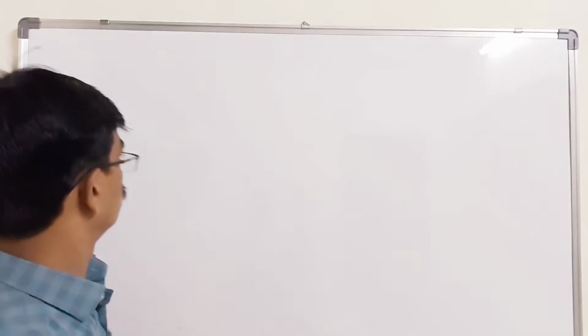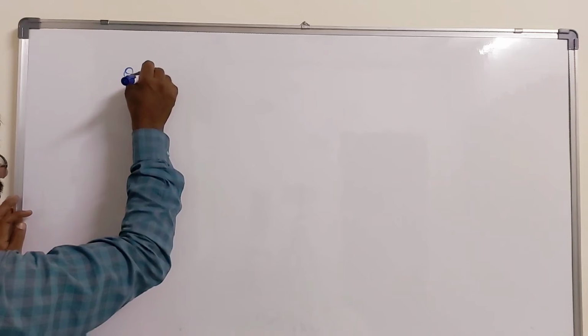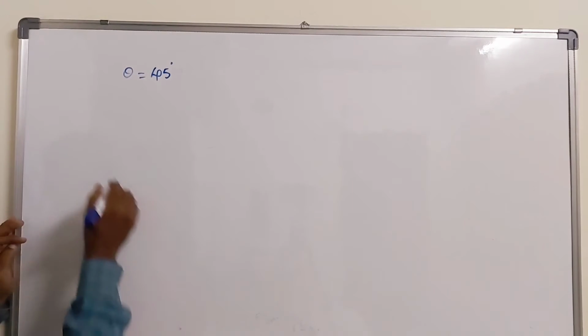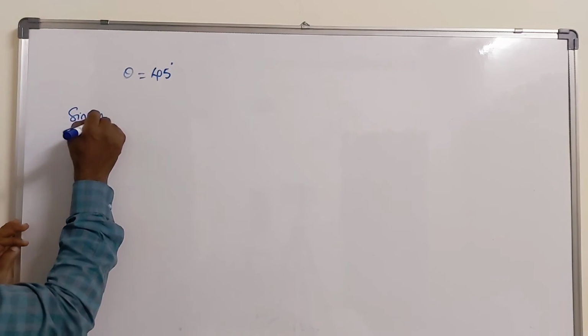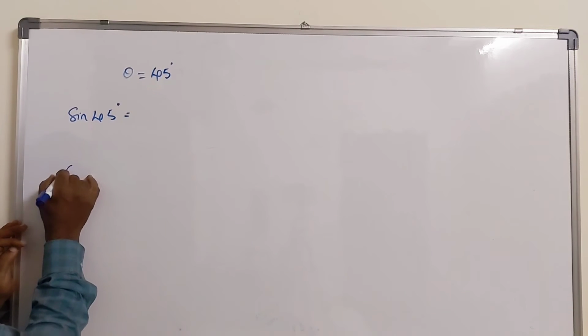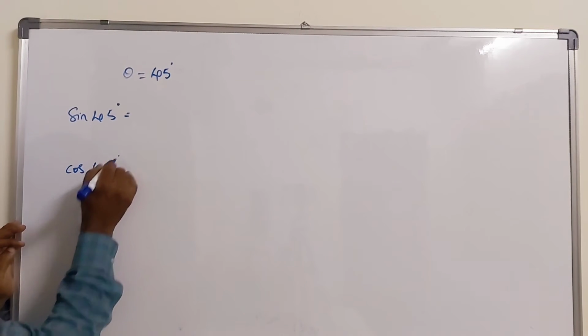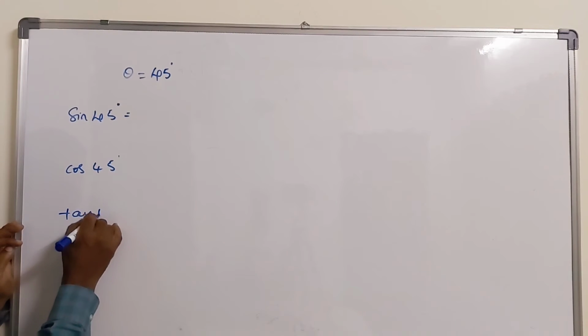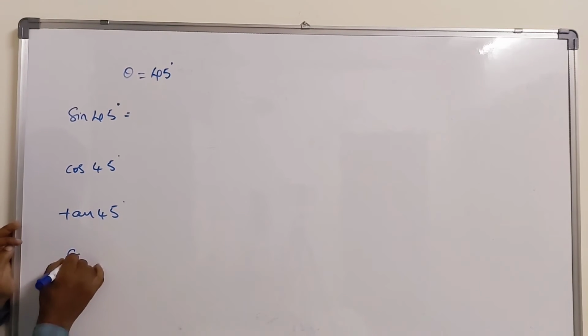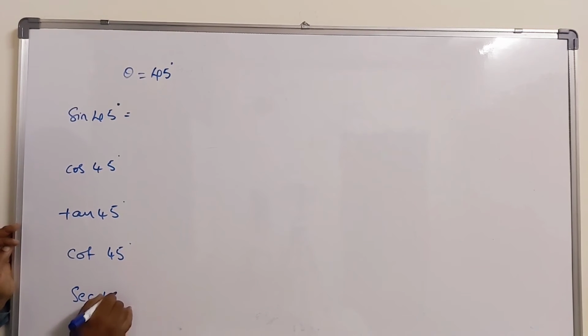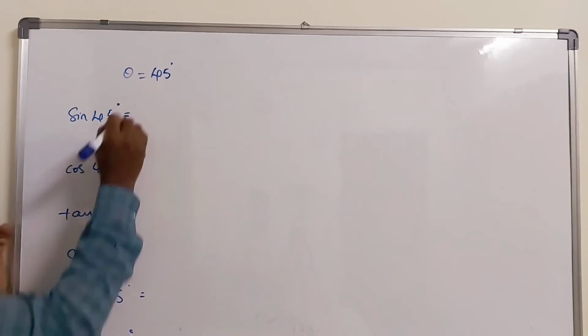Okay. Now, if theta is equal to 45 degrees, we have to find out sin 45, cos 45, tan 45, cot 45, secant 45 and cosecant 45 degrees. These values now I am going to find out.